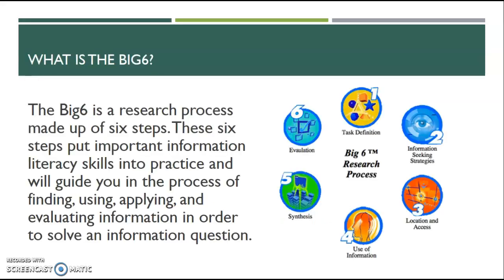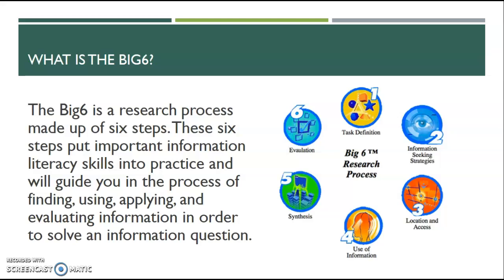All right, so now we're getting to the good stuff. So what is the Big Six? The Big Six is a research process made up of, you probably guessed it by now, 6 steps. These 6 steps will put important information literacy skills into practice, and they will guide you in the process of finding, using, applying, and evaluating information in order to solve an information question.